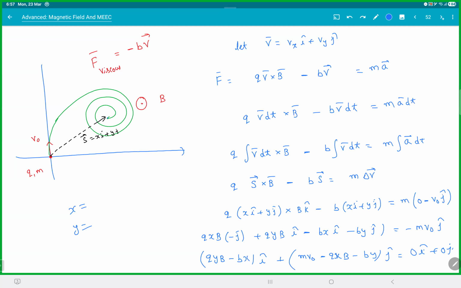Clear with this? If at all they ask you to find the velocity as a function of the position, then this would have given you v final here, and this would have given you x and y i cap. So that you could have still done. They could ask you something like this: find the velocity when the particle is at x comma y. That would have worked out. Then you would have got v final. Is this thing clear, everyone? And let the final displacement be x i cap plus y j cap. This is your S final.